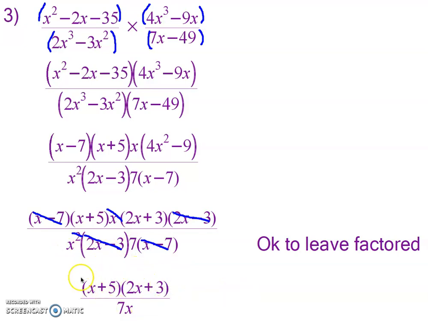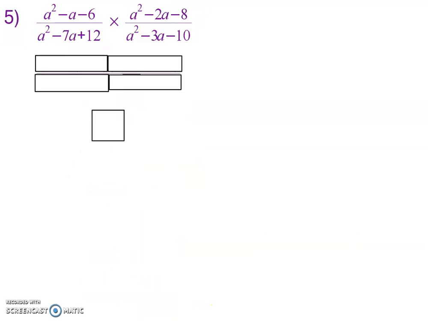Notice it's okay to leave this in factored form. If you are asked to put it in simplest form, you would have to multiply out these parentheses by foiling. I am not going to ask you to FOIL that out. Let's go ahead and move on to example 5.